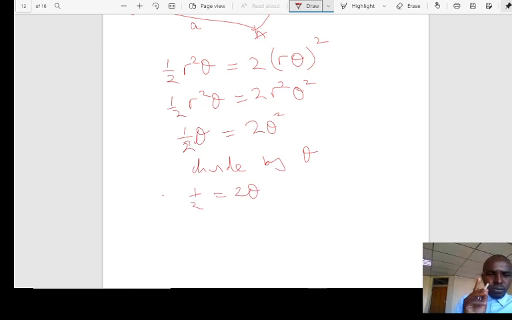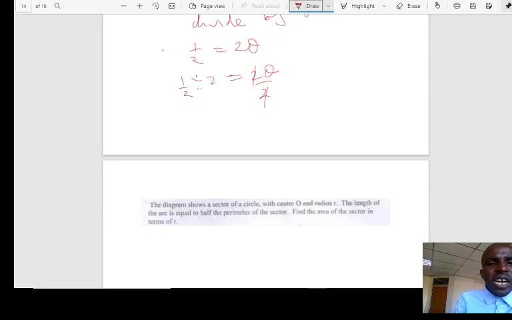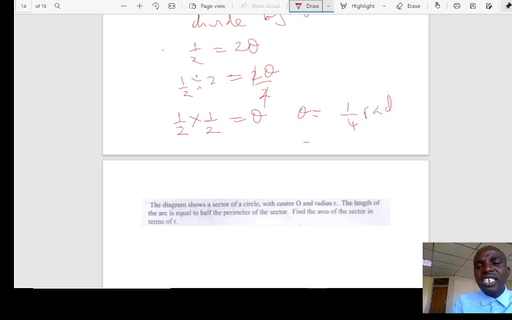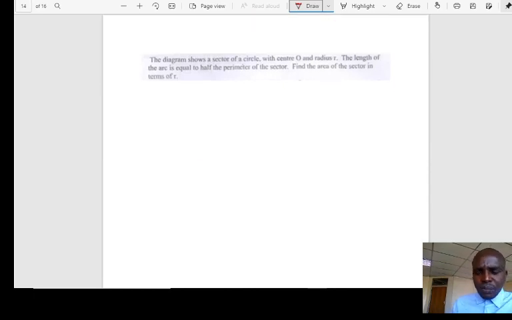Yes. Then next, we have to remove these 2 on the side where there is theta, which means we divide by 2 both sides. So it will be half divided by 2 is equals to 2 theta over 2. These 2 and 2 will cancel out. So we'll be left with what? We'll be left with half divided by 2, which is half times 1 over 2, is equals to theta. So you get theta is equals to 1 over 4 radians. So that will be the value of our theta. Done. Right, next part.